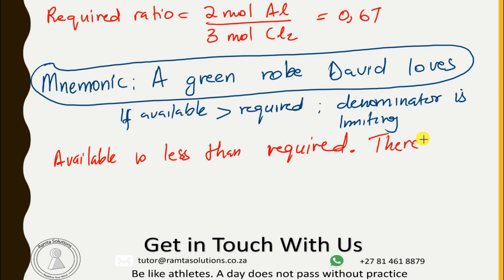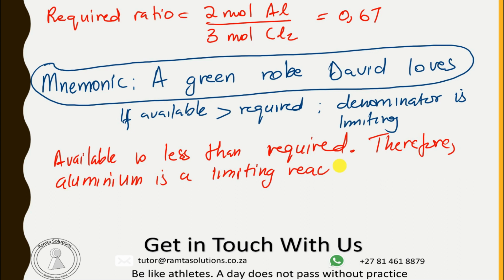Therefore, what does it mean? Numerator, what is numerator? Our numerator is aluminum. Therefore, aluminum is limiting. Our aluminum is a limiting reactant. Okay, so that's part A for us.